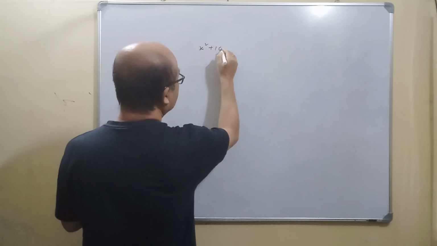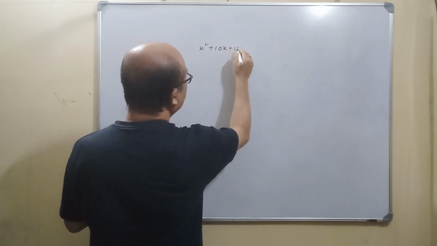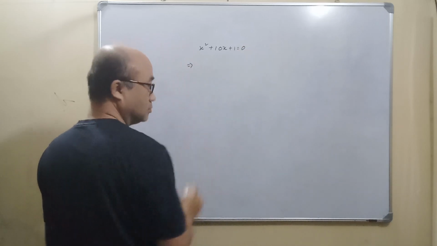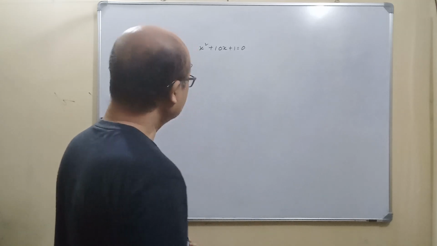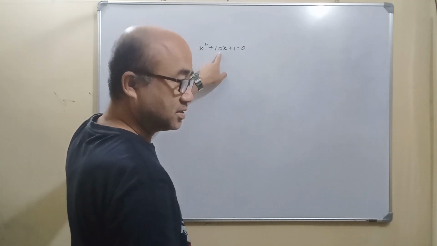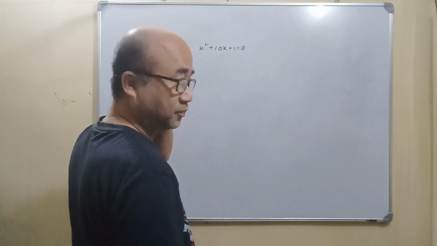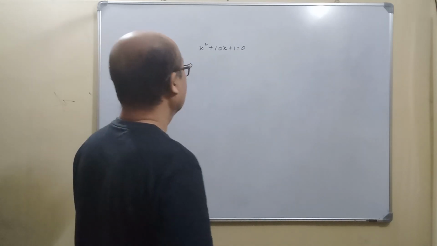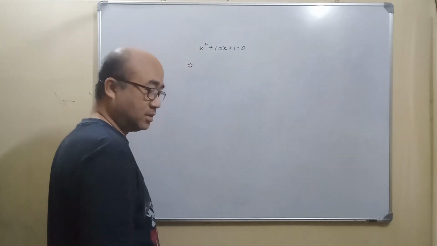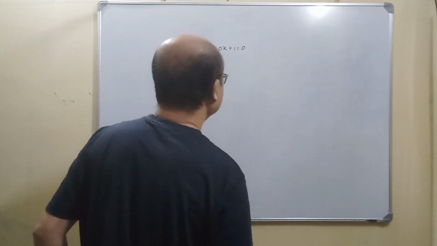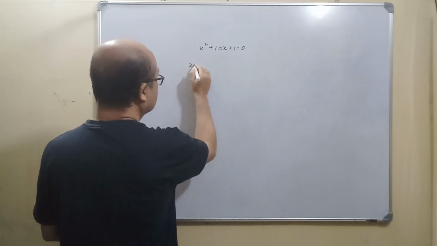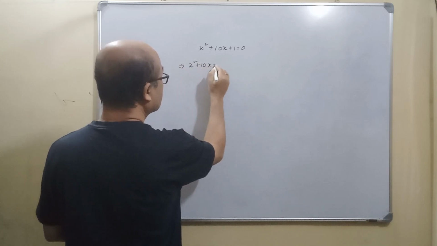x squared plus 10x plus 1 equal to 0. Okay. So this is another quadratic equation. Let us solve it by completing the square. So the first step is to take the constant term to the right hand side.